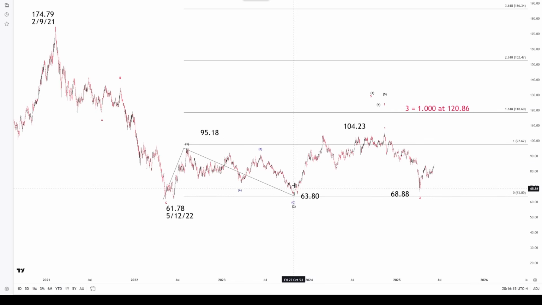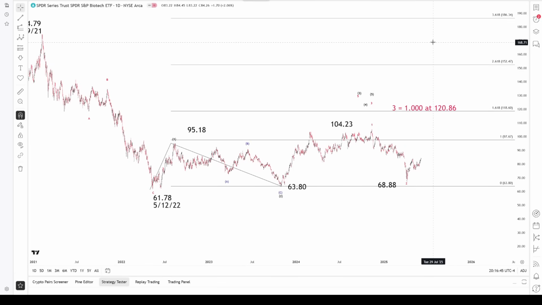We have what looks like a 1, 2, 3, 4, 5 for 1 in red, and a correction in 2. Again, that's a pretty deep correction, because if it goes below 63.80, it's wrong. Okay, so that 2 in red has to stay above that 63.80 price to be correct. And then, when we get above 104.23, that brings wave 3 up to 120.86 into play. Okay, let's get out of that.